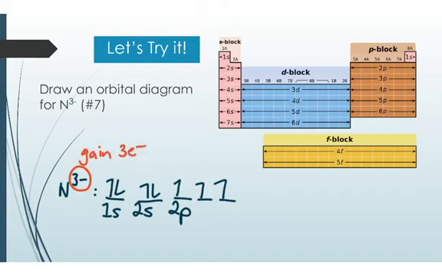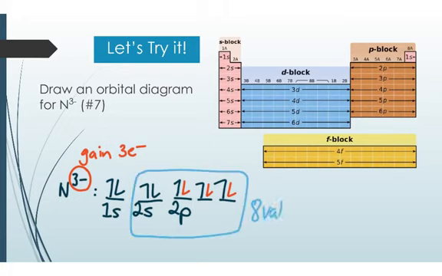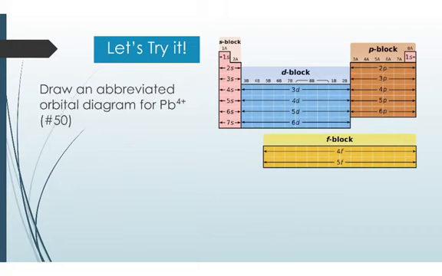So I'm just going to add them where there's space in the last orbital. 1, 2, 3. And you can very easily see why nitrogen would want to gain 3 electrons, because now, if I circle my valence electrons, I now have 8 valence electrons, which means I look just like a noble gas, which means I'm stable and I don't have to work anymore. So that's exactly why nitrogen is doing that.